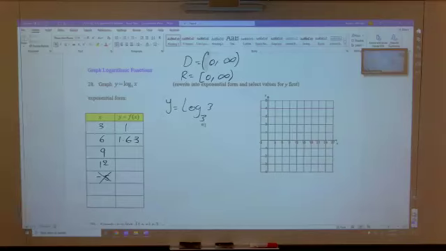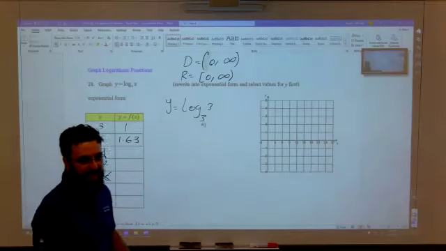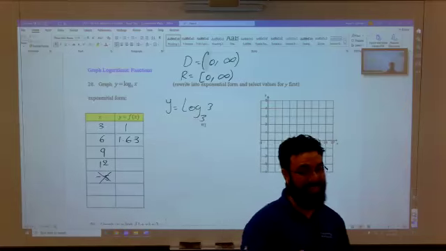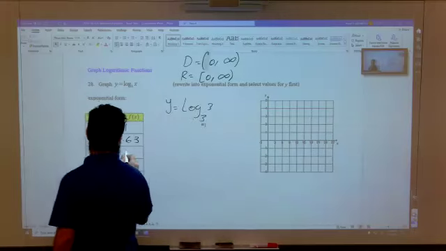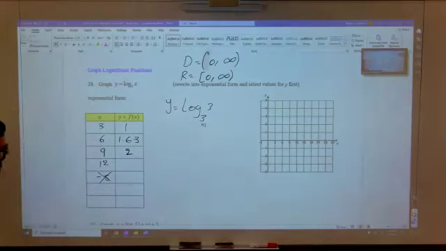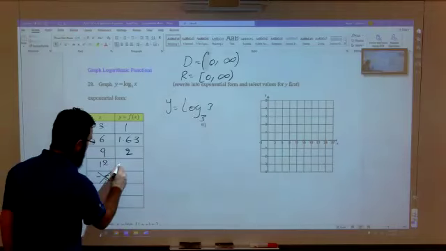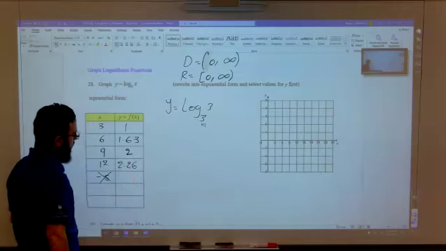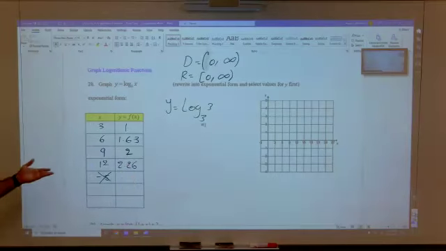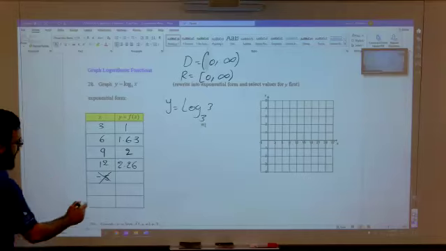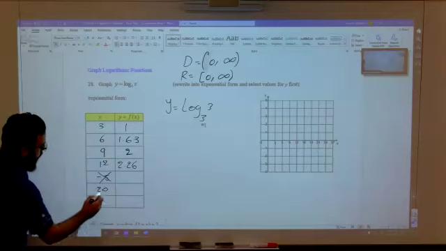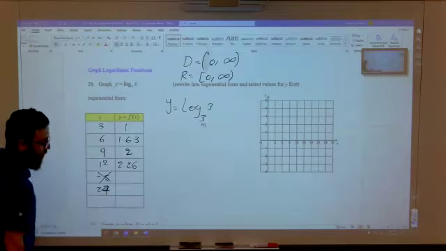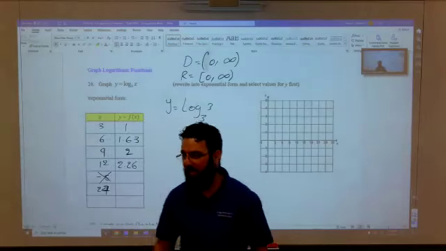We try 9 here. 2. What about 12? 2 something. 2.26. Now can we graph this? Choose another number. Choose 20. Let's choose 27. I did that on purpose. 27 is going to be 3.